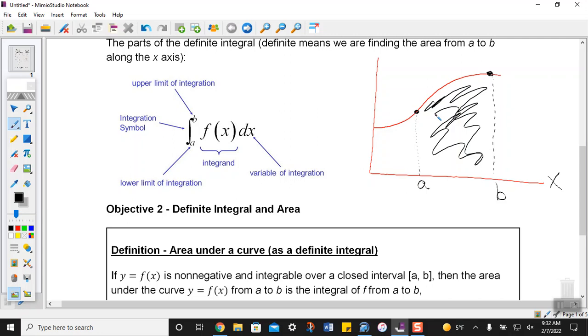Okay, lower limit of integration. What do you think the lower limit is going to be here then? A. We call the function we're integrating the integrand, or the function right here that defines our graph, that would be f of x. So this part right here, the graph, that's just this f of x. And then this dx right here tells us, and we've talked about this, the variable of integration.